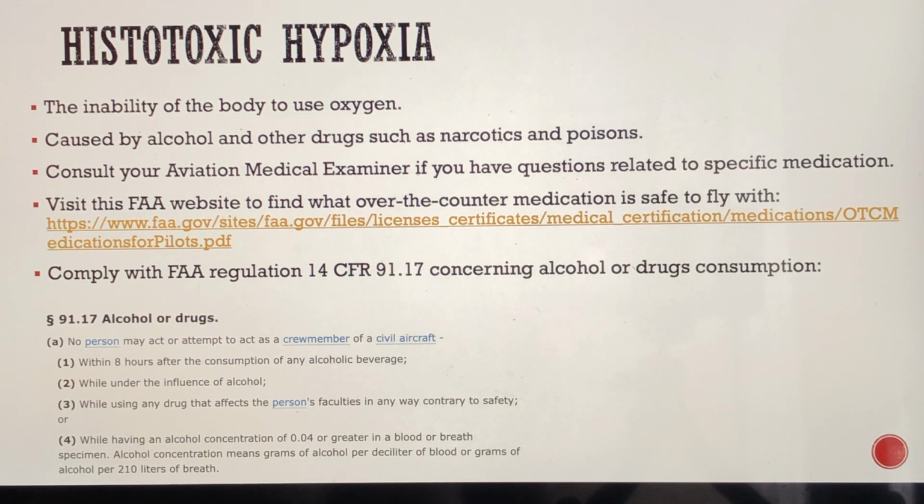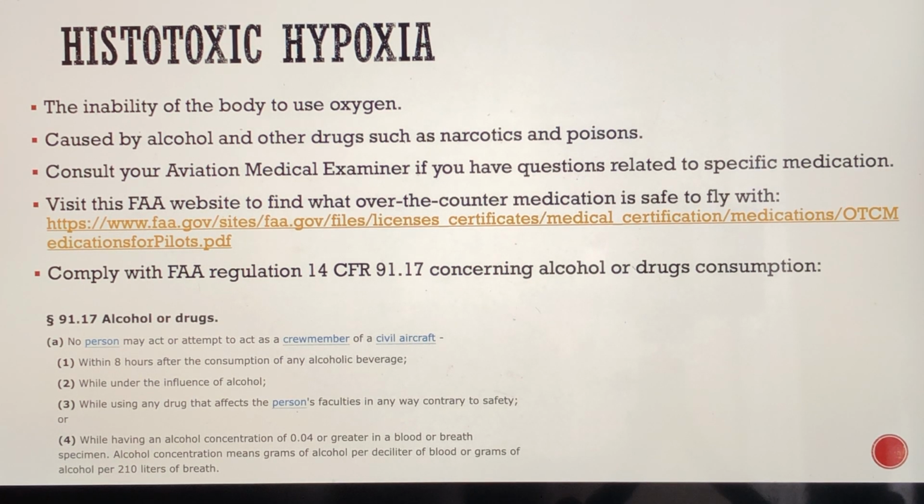Then there's histotoxic hypoxia. This is the inability of the body to actually use the oxygen. This can be caused by alcohol and other drugs, such as narcotics and poisons. You should consult an aviation medical examiner, or AME, if you have any questions related to specific types of medication. You can also visit the FAA website, there is a link to here, to find out what over-the-counter medication is safe to fly with.